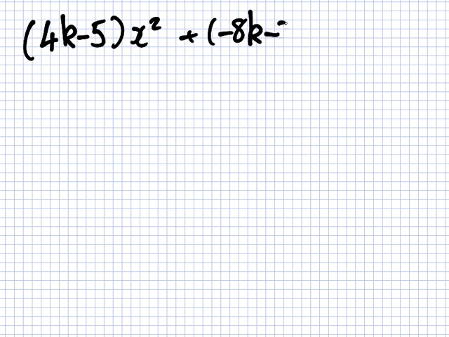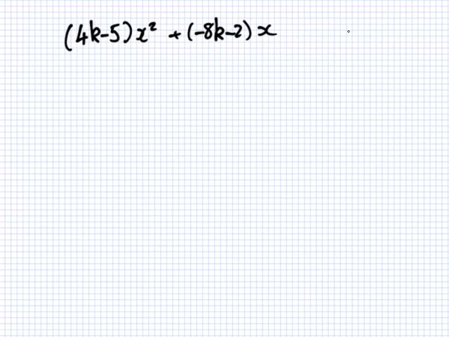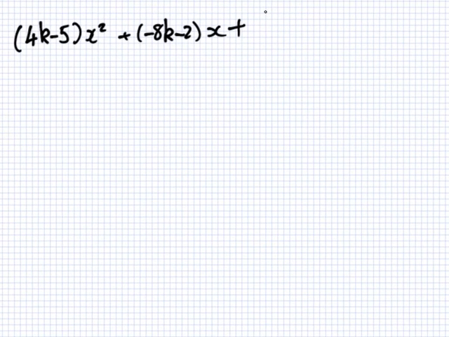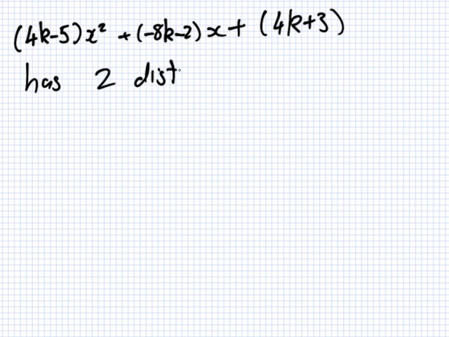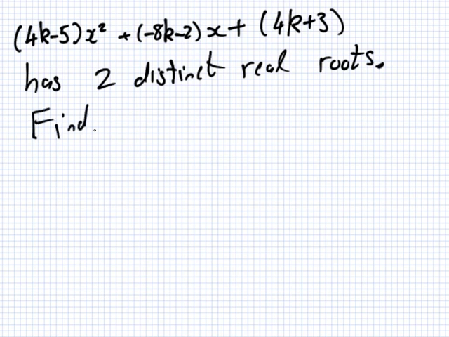let's say 4k minus 5 x squared plus minus 8k minus 2 x plus 4k plus 3 has two distinct real roots. And what I need to do is find k. So I tell you that this has two real roots, and I want to know something about the k.